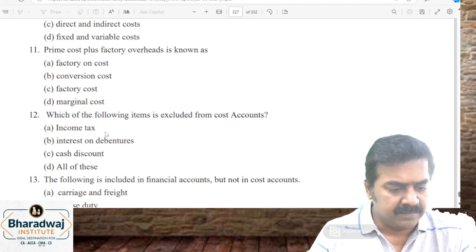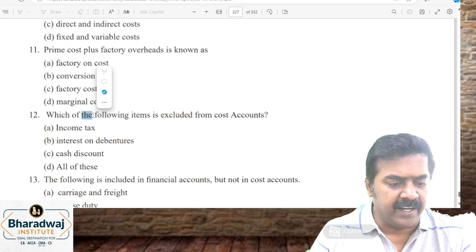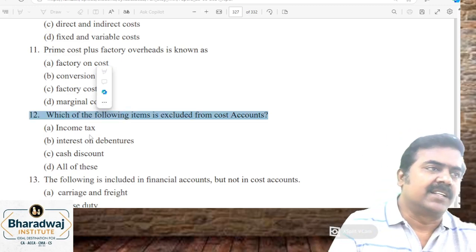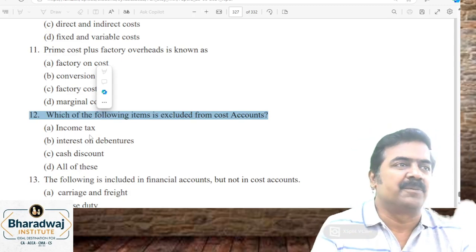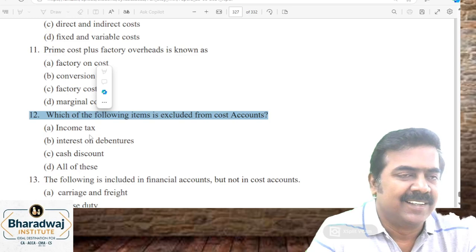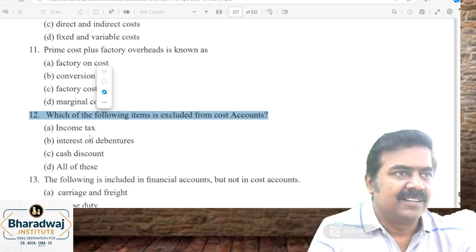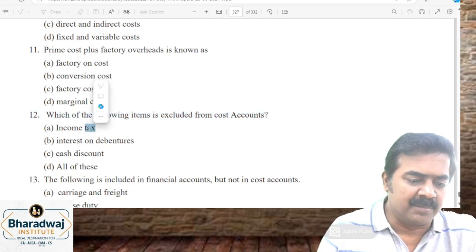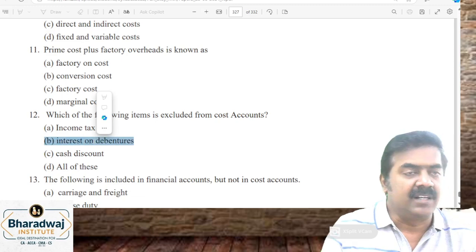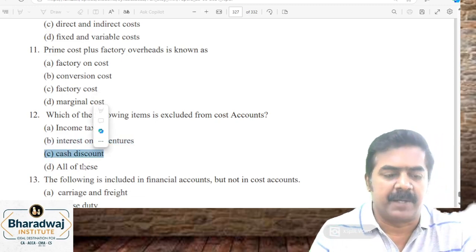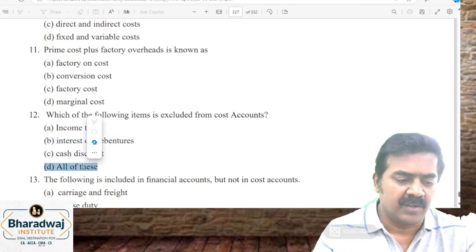11th part. Which of the following items are excluded from cost accounts? See, there are certain pure financial items not connected to production or administration or selling. Income tax is paid out of profit. Interest on debentures is a finance cost. Cash discount is given for timely payment. Answer is all the above.